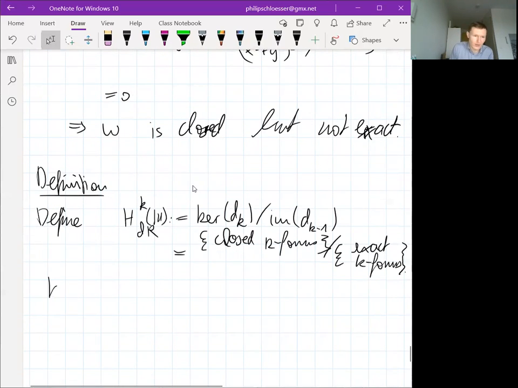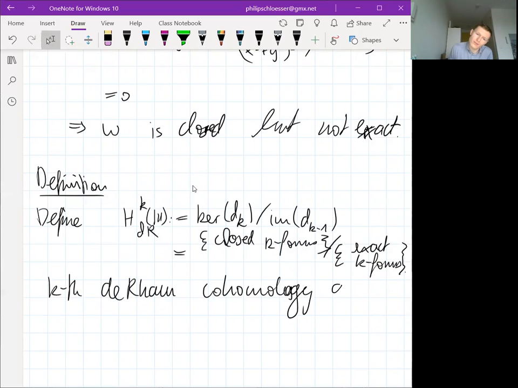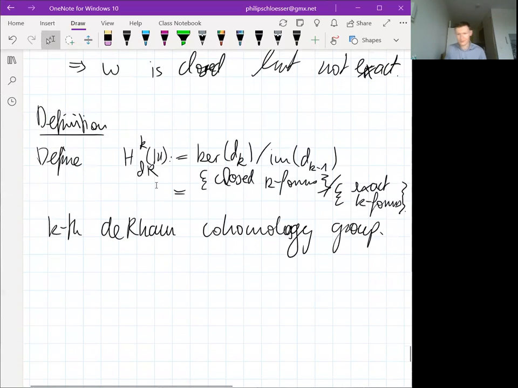Yeah, this is called the kth de Rham cohomology group. Only in this case, it's not only a group, but actually an R vector space. And yeah, I guess they measure to what extent closed forms fail to be exact. But how can we tell if that is the case?